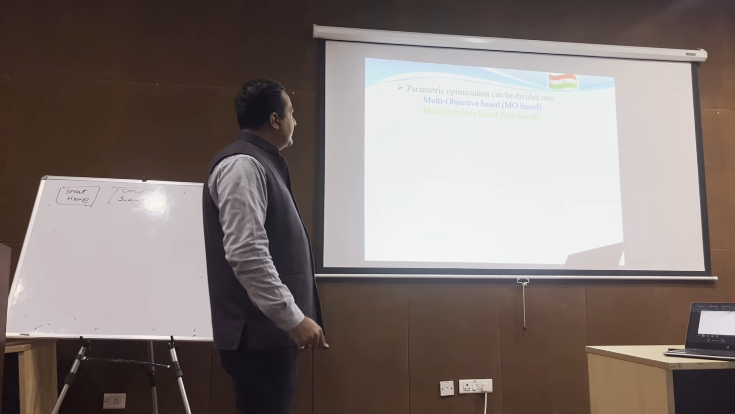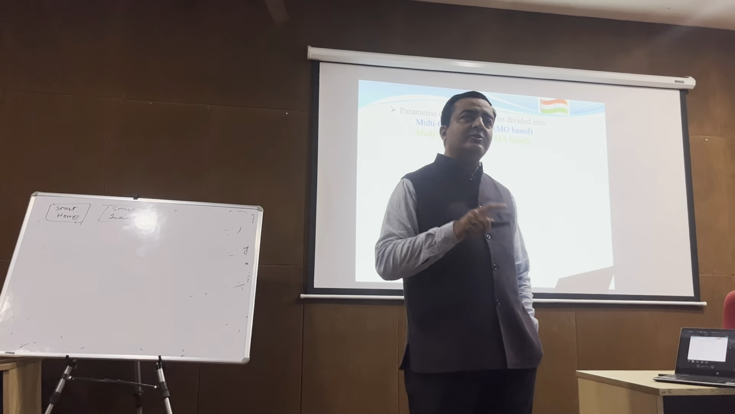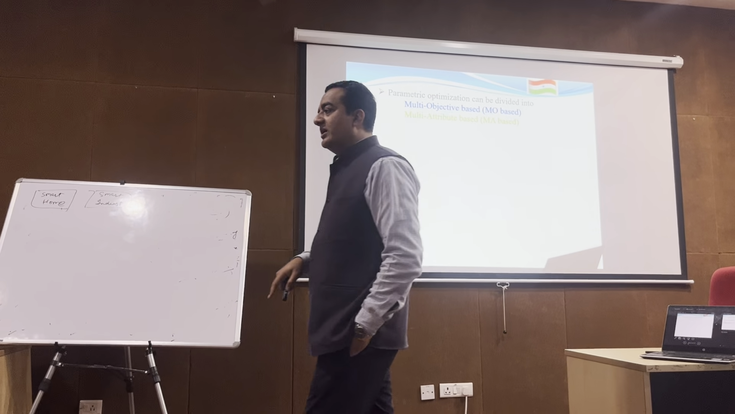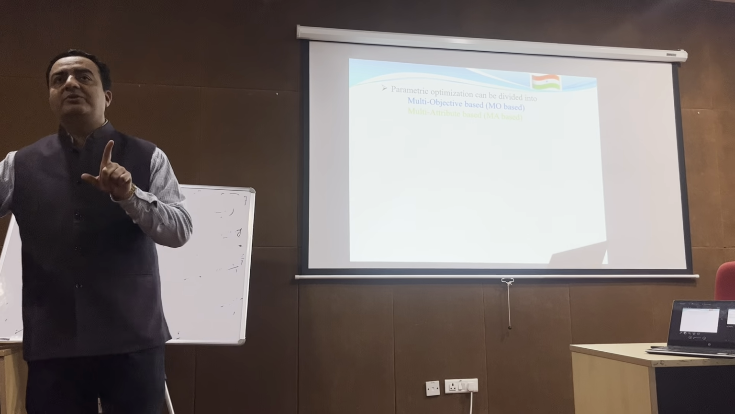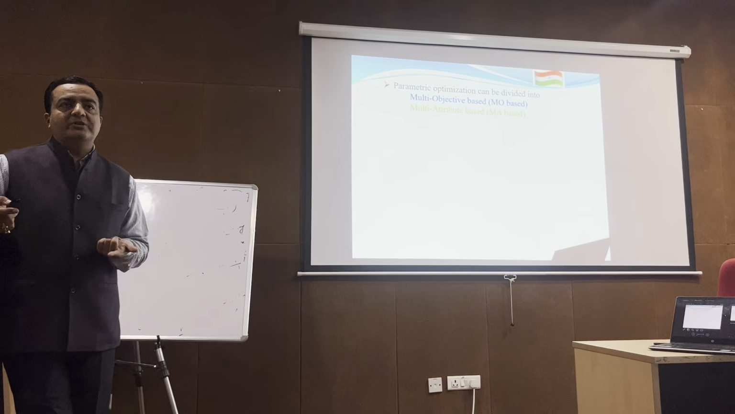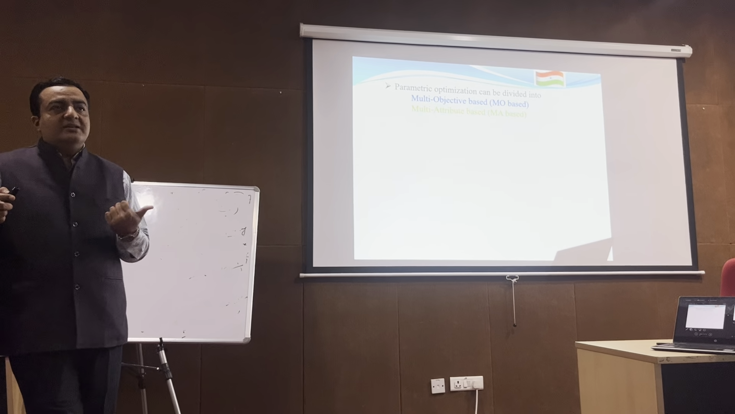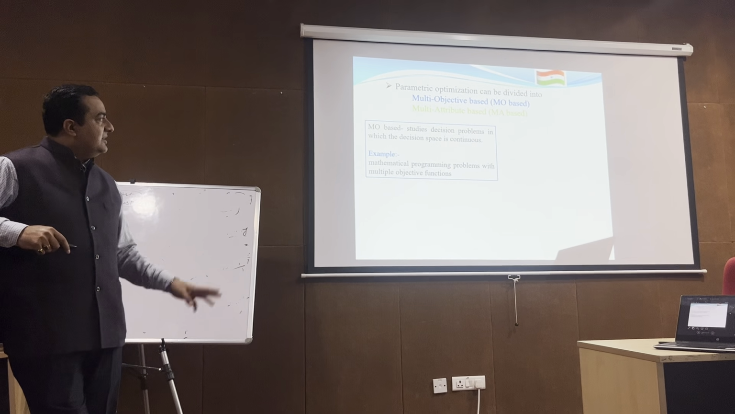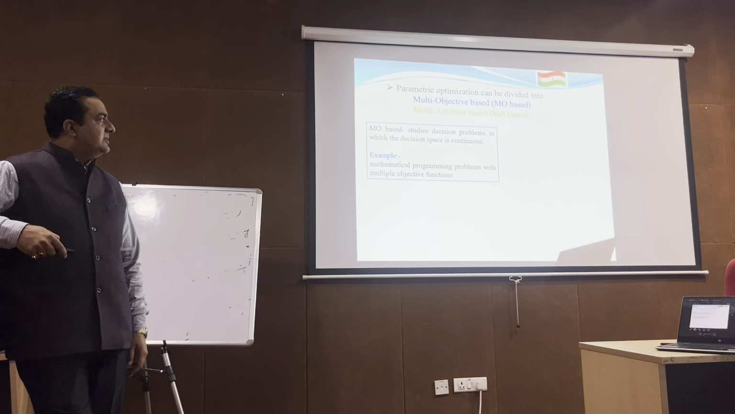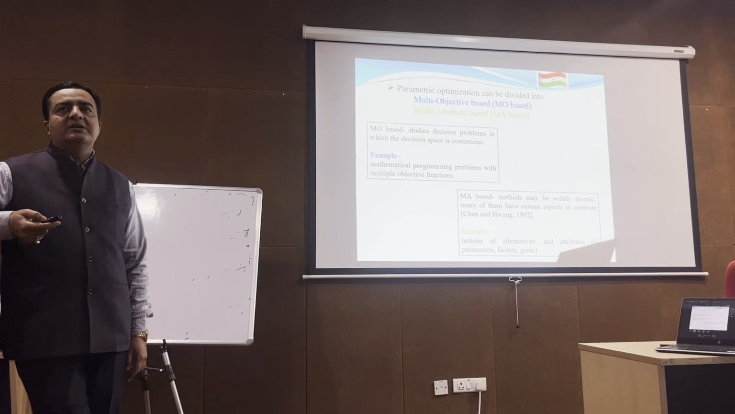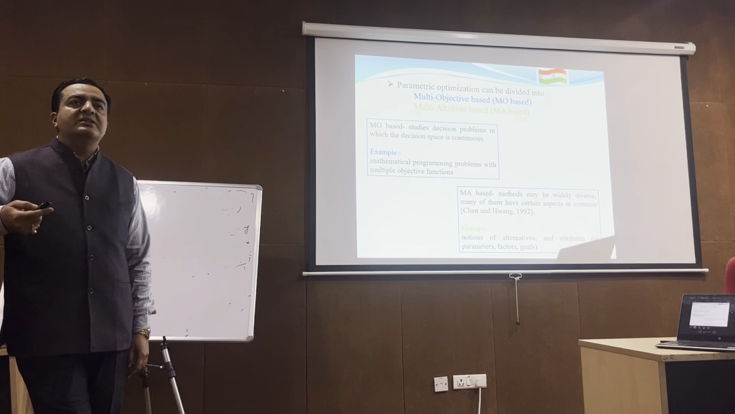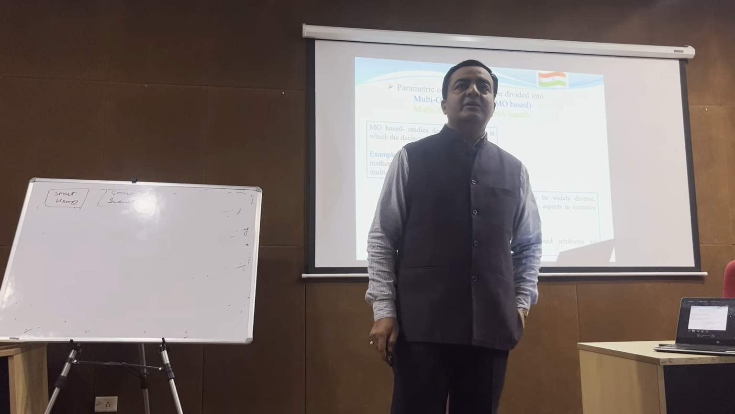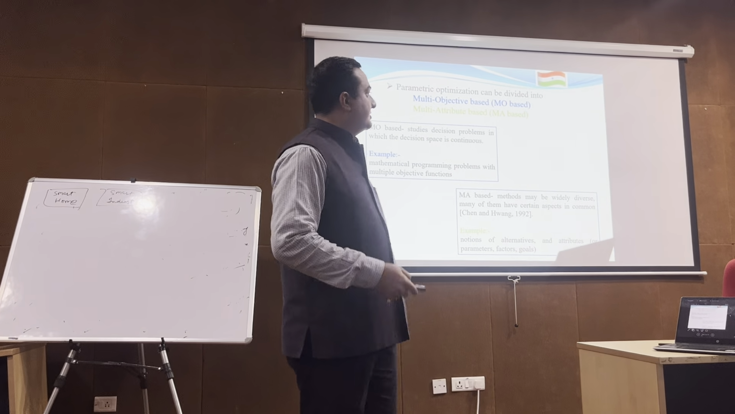There are two types of optimization, multi-objective or multi-attribute. In today's class, I will focus on multi-attribute. The term parametric is related to multi-attribute. Multi-attribute is based on different decisions, considering the criteria. How? I will explain in the further slides with a proper example, meaning how you can apply it.